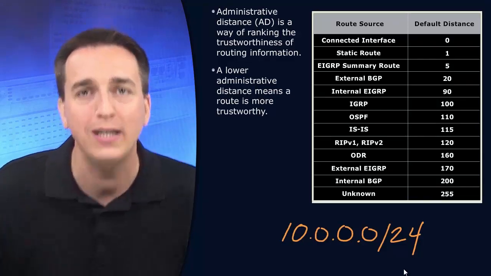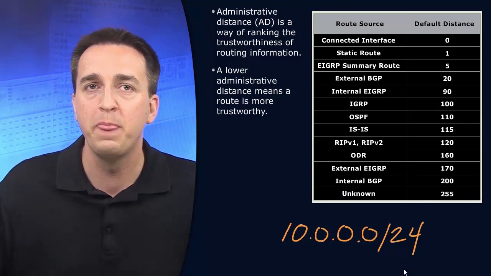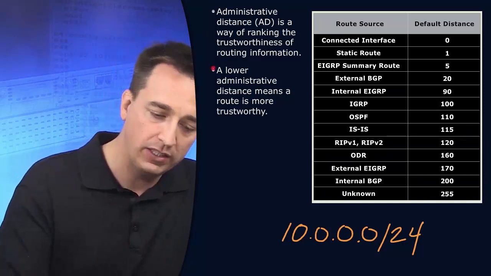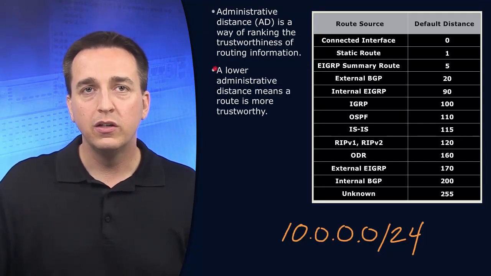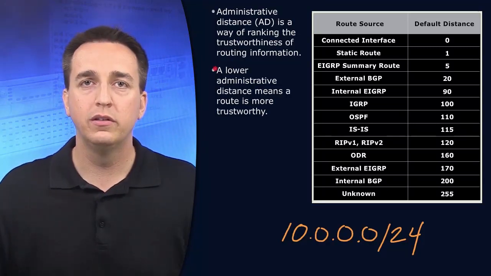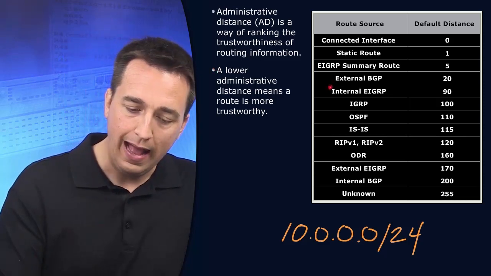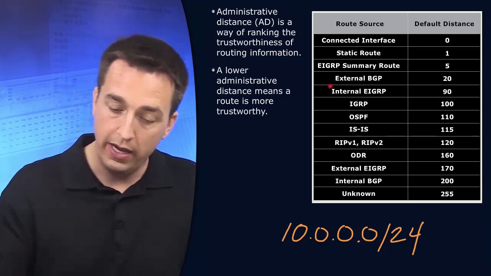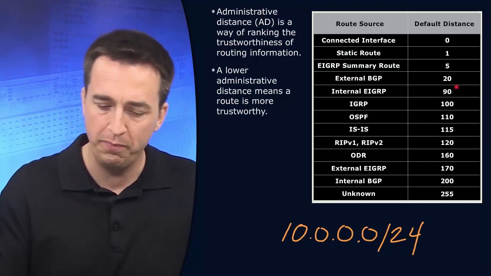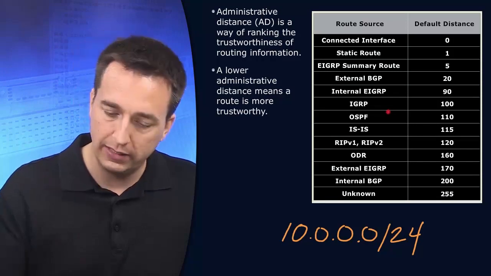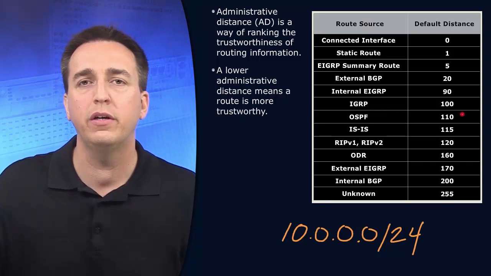But now it's up to the routing table to determine which one it's going to use based on trustworthiness, based on administrative distance. So in this case, what would be used? Lower is better. So EIGRP, having an administrative distance of 90, is superior, better, more believable than OSPF, which has an administrative distance of 110. So that's what administrative distance is all about.